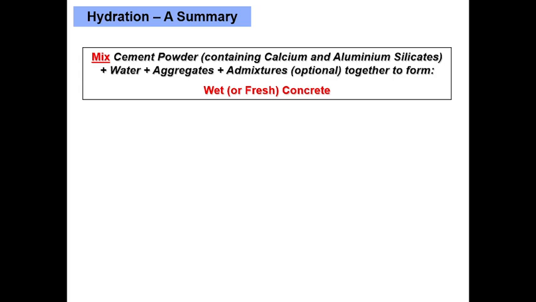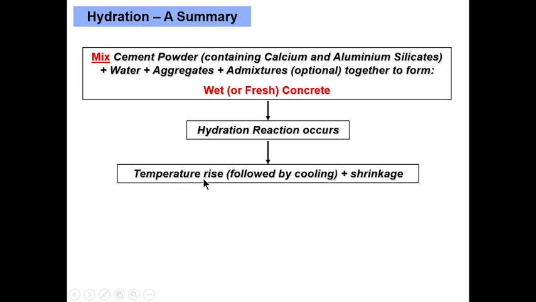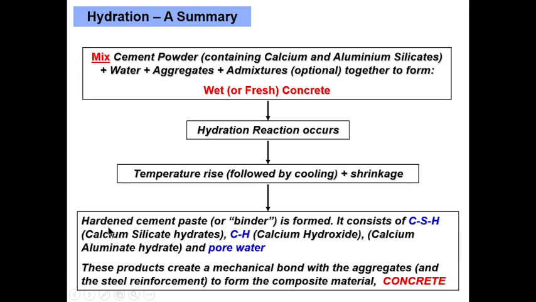Here is a summary of the hydration that we did. We said that when you mix cement powder, that is cement containing calcium and aluminum silicate, with water and aggregate and sometimes admixture together to form the fresh concrete, the fresh concrete passes through hydration reaction and temperature rise, followed by cooling plus shrinkage. Then hardened cement paste is formed.